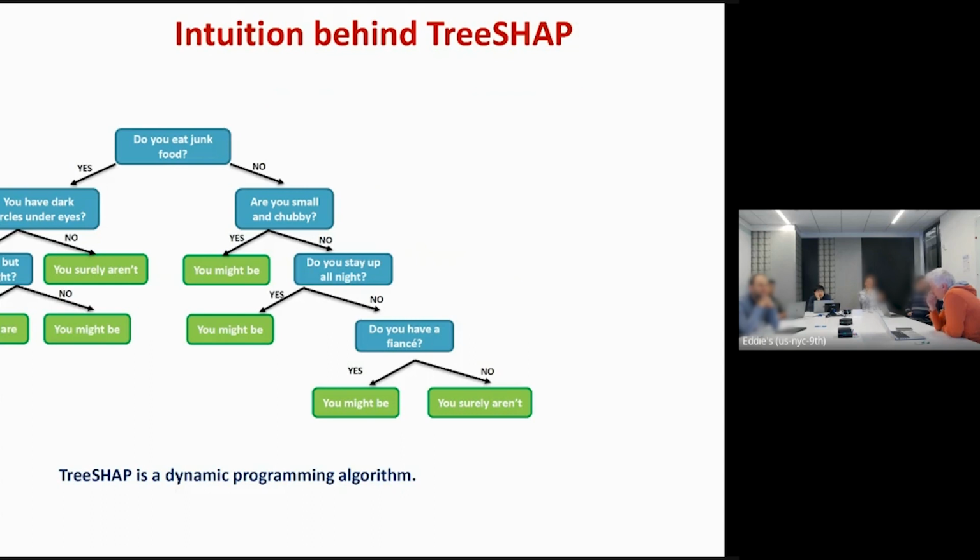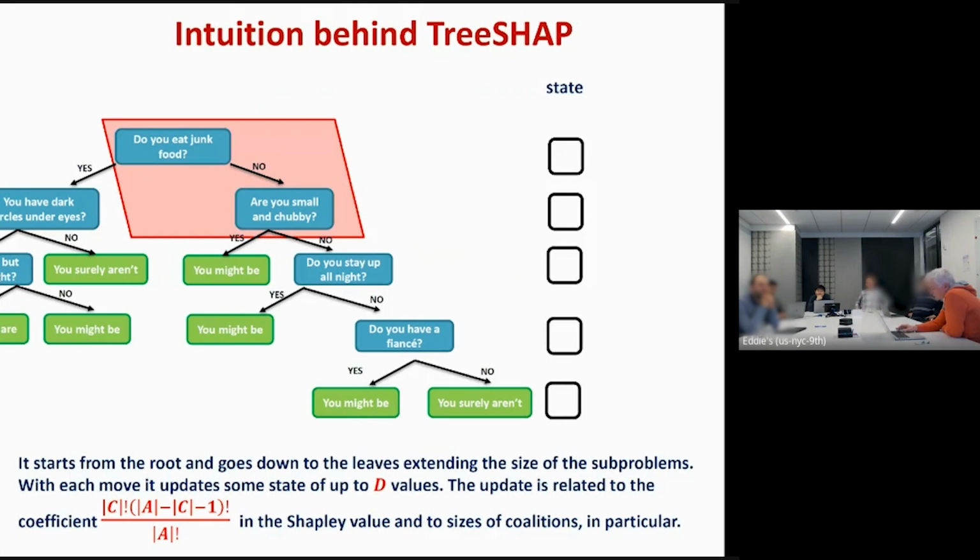Intuition between how they came up with the algorithm for computing TreeSHAP. Essentially, it uses dynamic programming, and it starts from the root and goes down to the leaves, extending the size of the subproblems. In each move, it updates the state of up to d values. And the update is related to the coefficient in the Shapley value and of its subproblem.